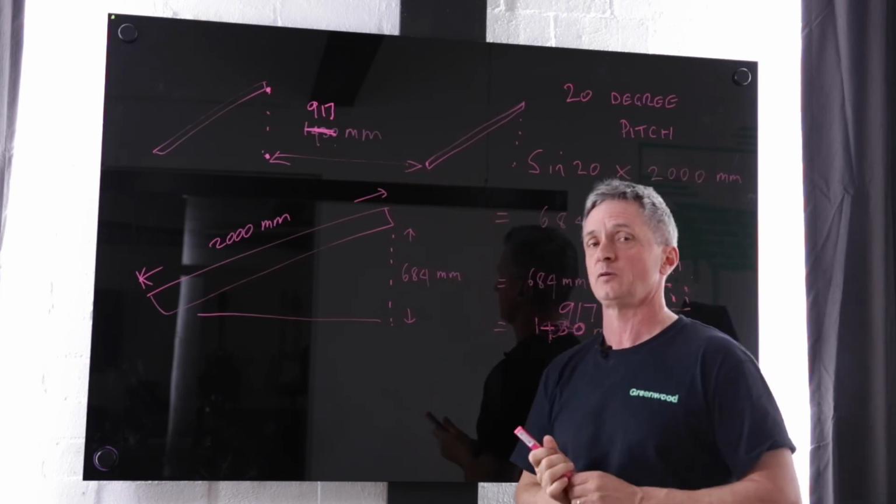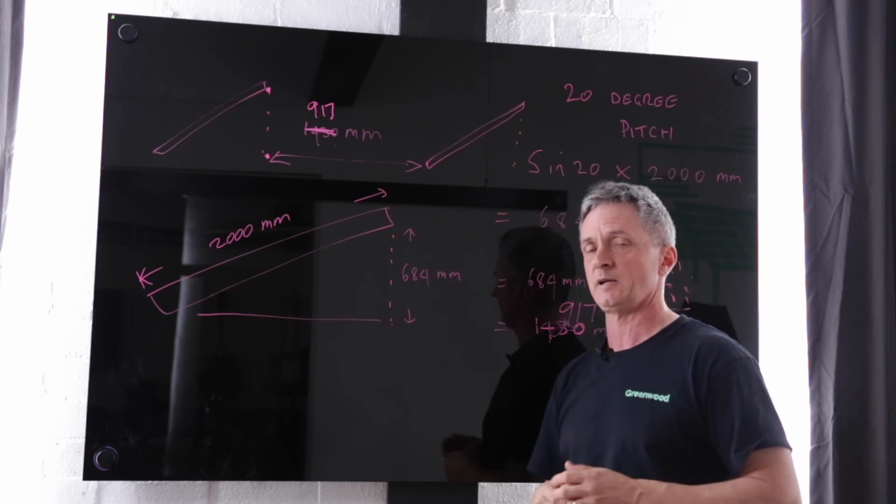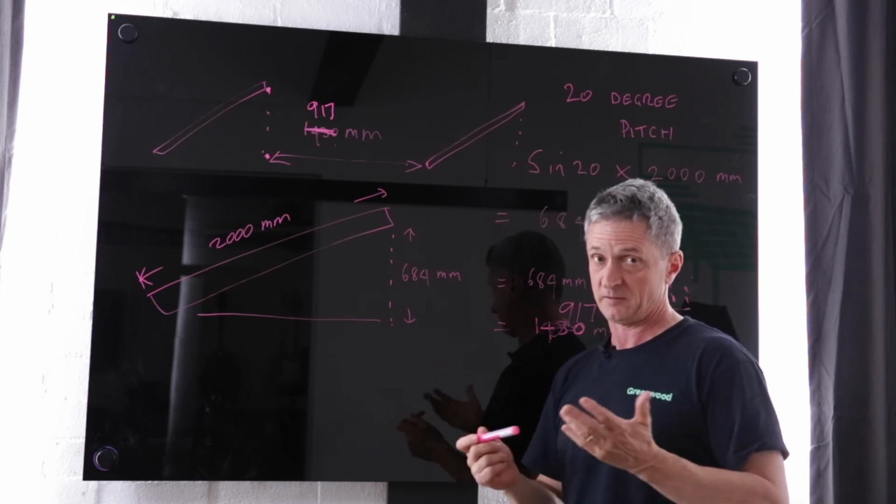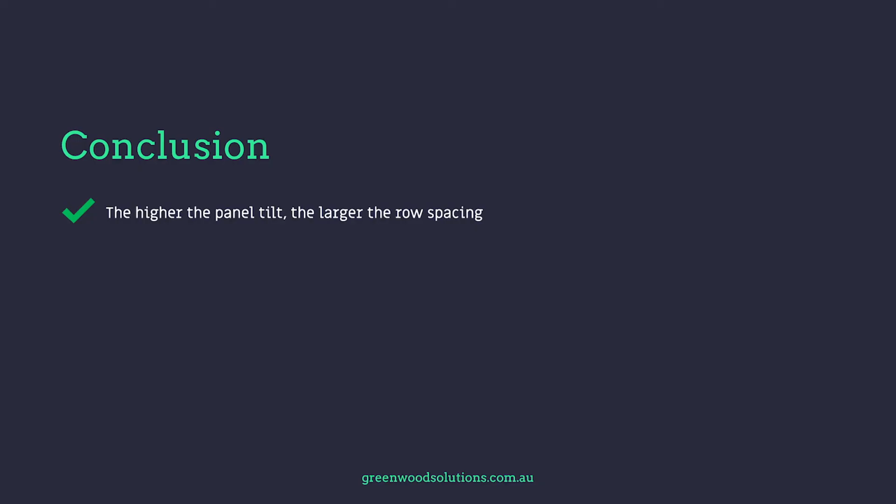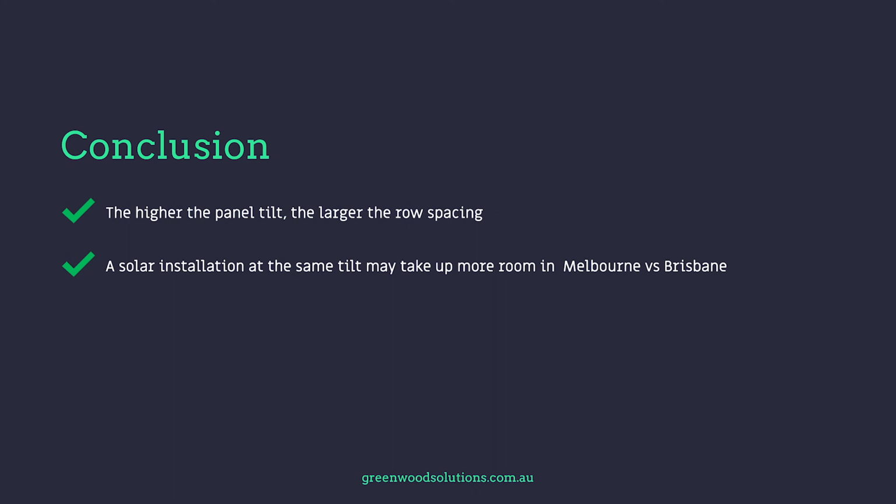it is prudent probably to look at designing systems between 9 a.m. and 3 p.m. I tell you what, those Queenslanders are so lucky. Not only do they get more sun, their row spacing is less, so they can actually get more panels on a roof, or if it's a ground mount situation, than say down in Melbourne. We're really quite envious here down in Melbourne. In conclusion, the higher the tilt of the panel, the greater the spacing between the rows. A solar installation at the same tilt in Melbourne is going to take up more room than say in Brisbane.